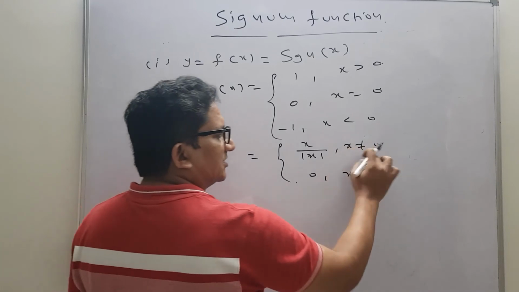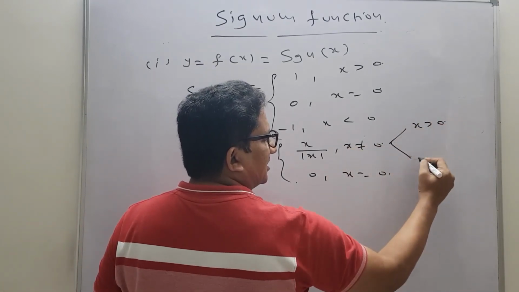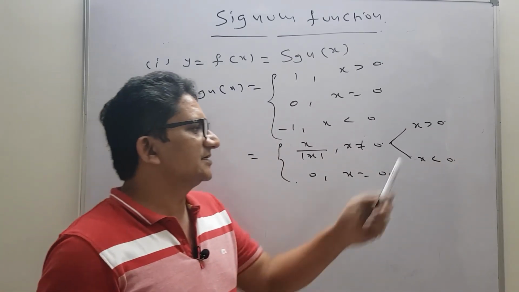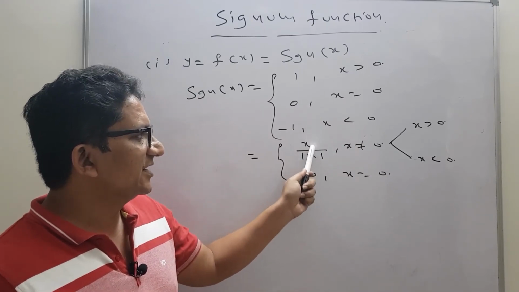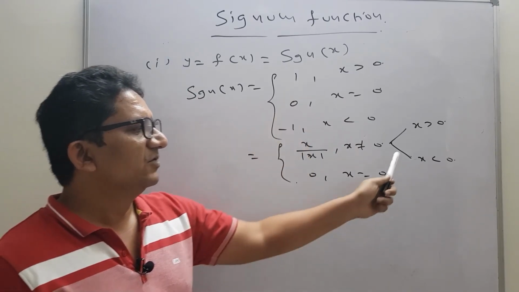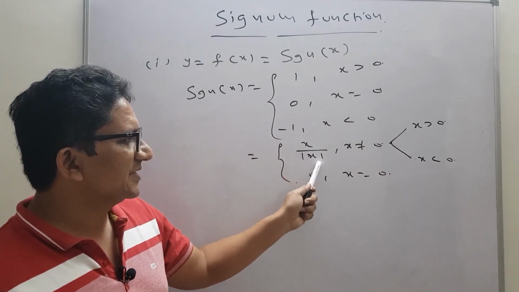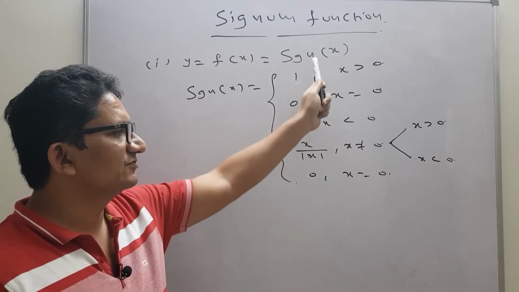So x not equal to 0 means there exist two cases: one is x greater than 0 and the other is x less than 0. Students, when x is greater than 0, mod x is x only, so x divided by x gives 1. When x is less than 0, mod x is minus x, so x by minus x is minus 1. Representation either this way or this way, both will be correct.